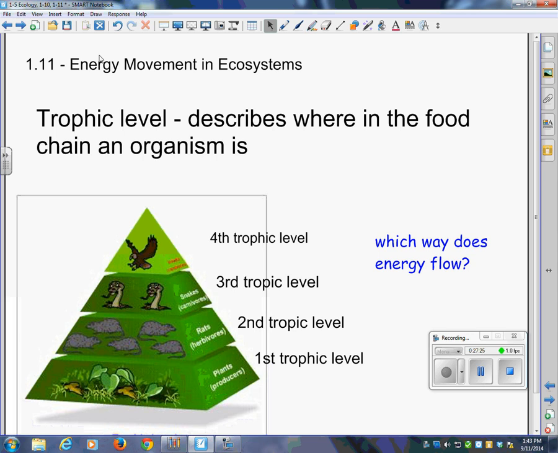Energy movement in ecosystems. Do you know what the word trophic level means?